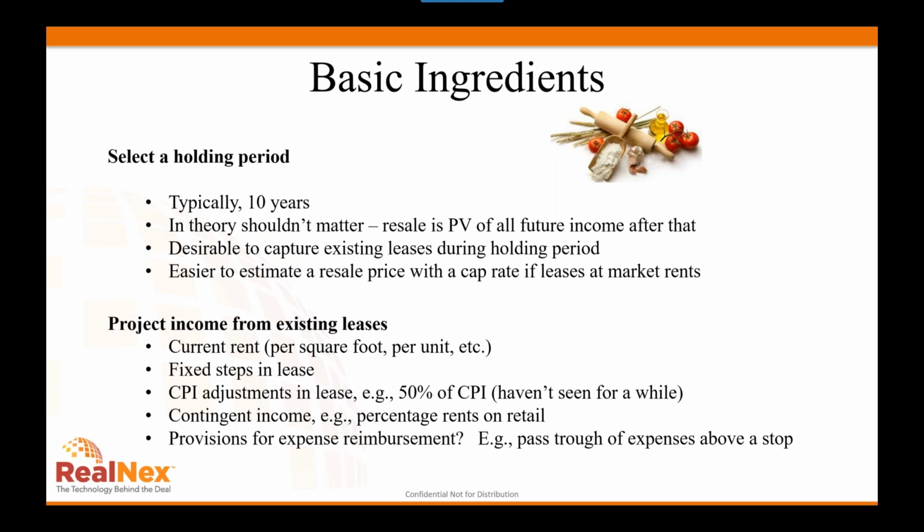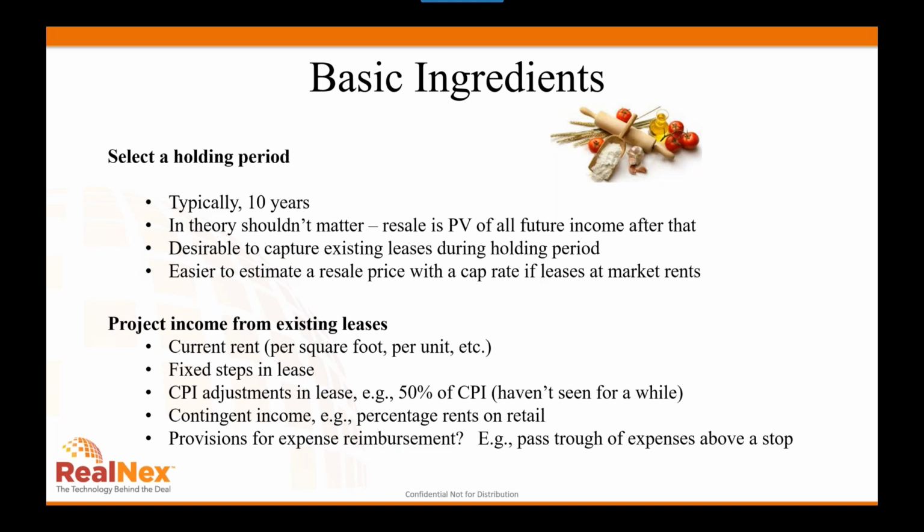There may be some fixed steps in the leases that you have to take into consideration, that it's going to increase by so many dollars per square foot after a certain number of years. We used to have CPI adjustments in leases. Even with inflation coming back, it doesn't seem like I'm still seeing that yet. It used to be pretty common in leases where you'd have an increase in rent based on whatever happened to the CPI. Usually it was a percentage of the CPI. Like if CPI went up 1%, the rent would go up by half of that, or 0.5%.